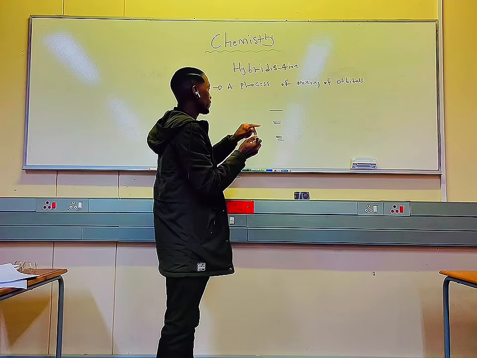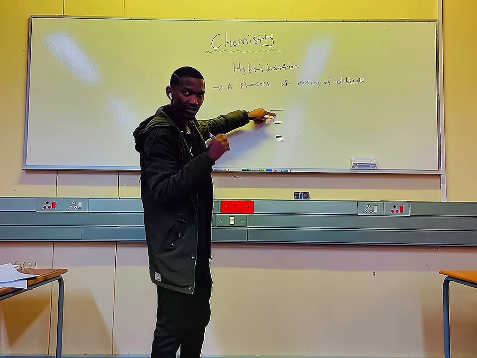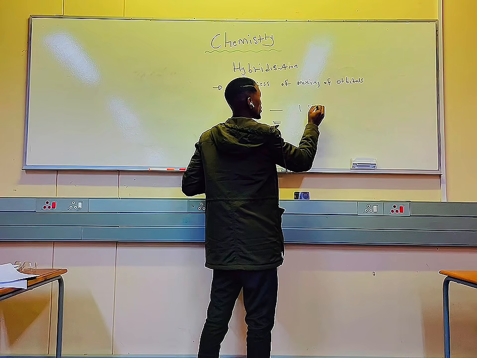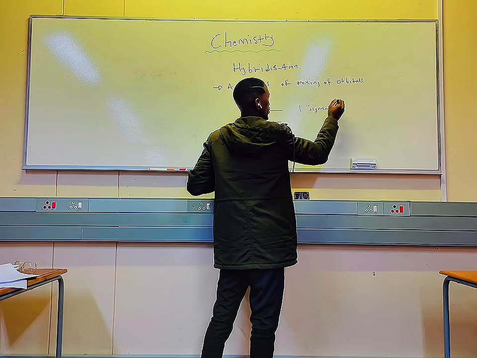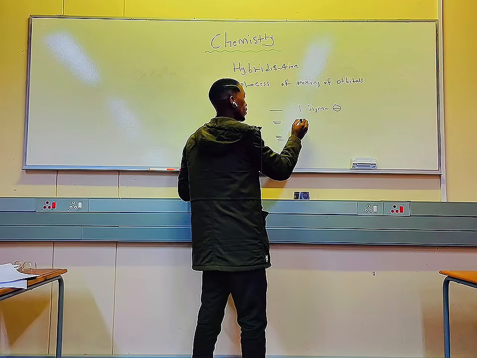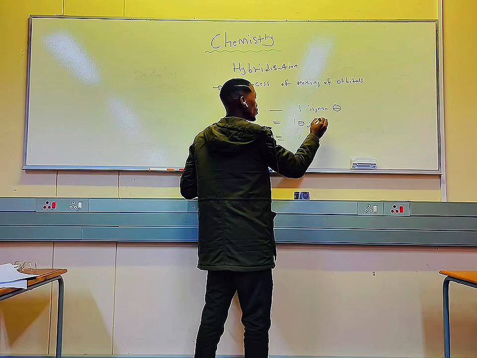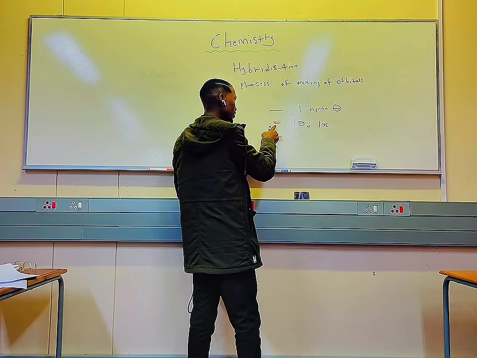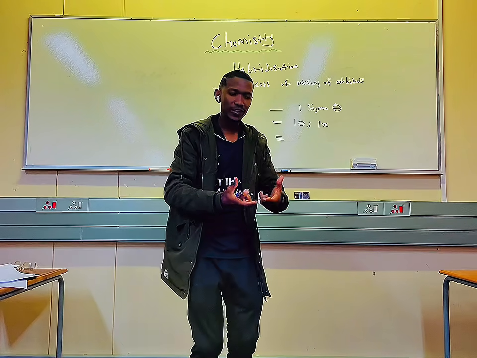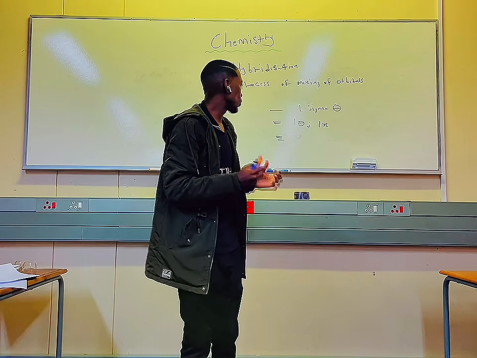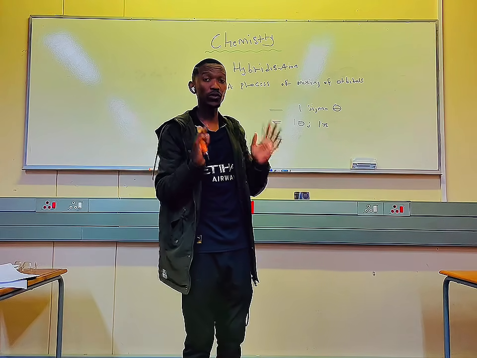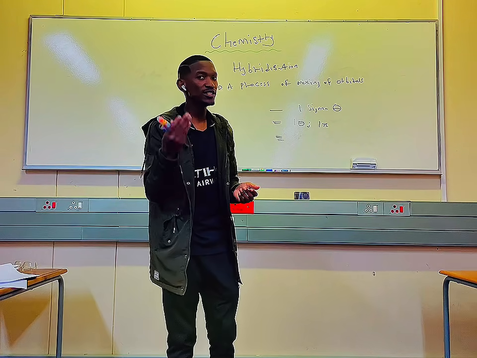If you have a single bond, we are talking about one sigma bond. If we have a double bond, we have one sigma bond and one pi bond. Pi bonds start to exist whenever we have double bonds and triple bonds. With single bonds, we don't have pi bonds. So we only have what? Sigma bonds. So sigma bonds are always there.